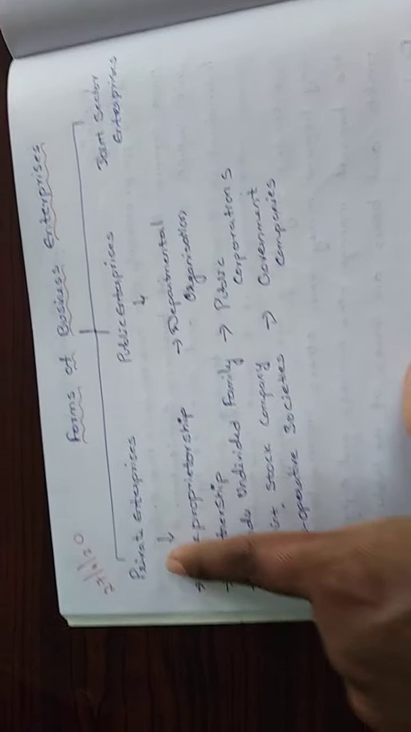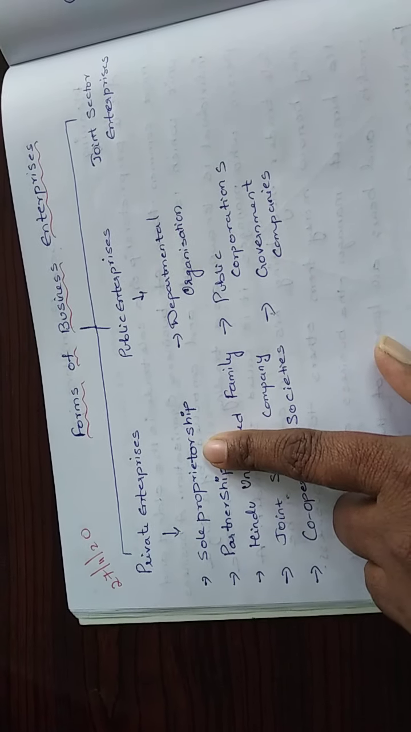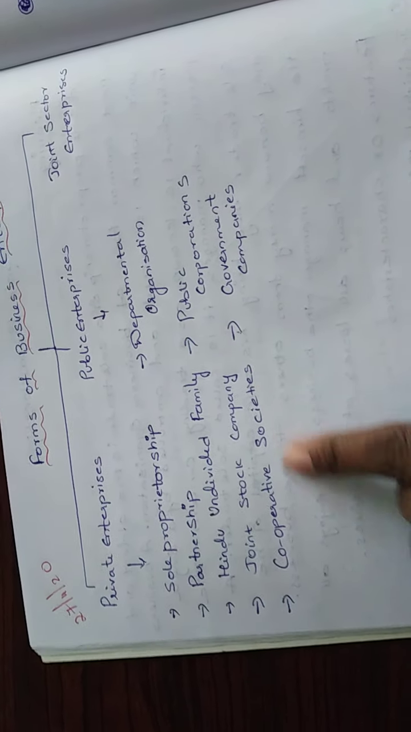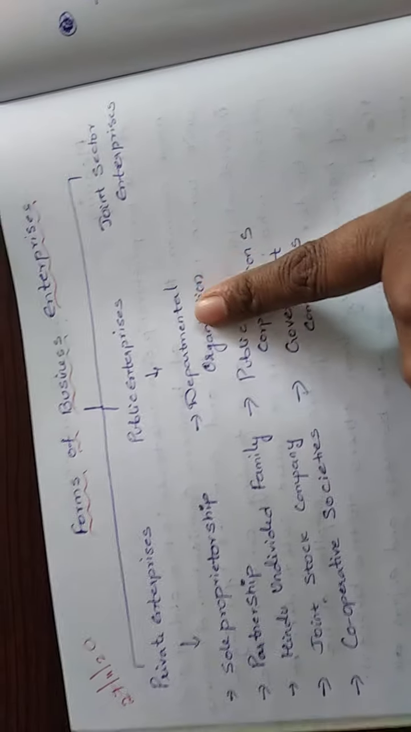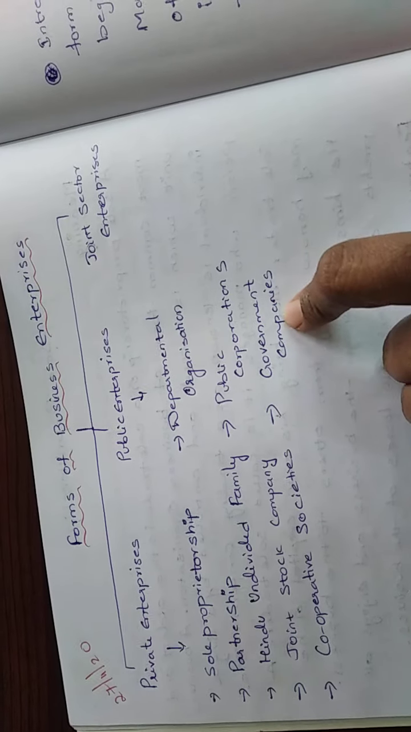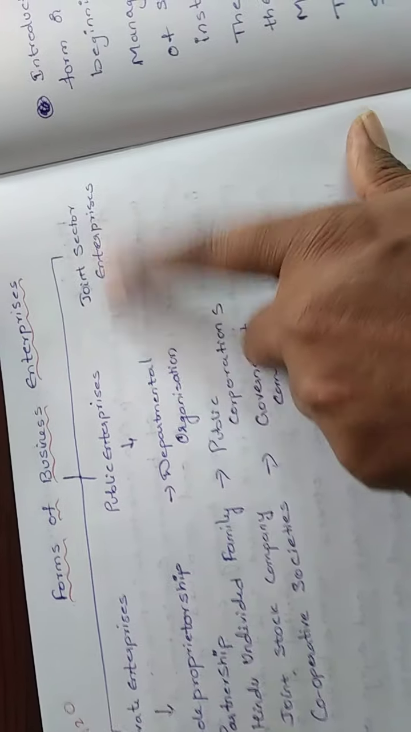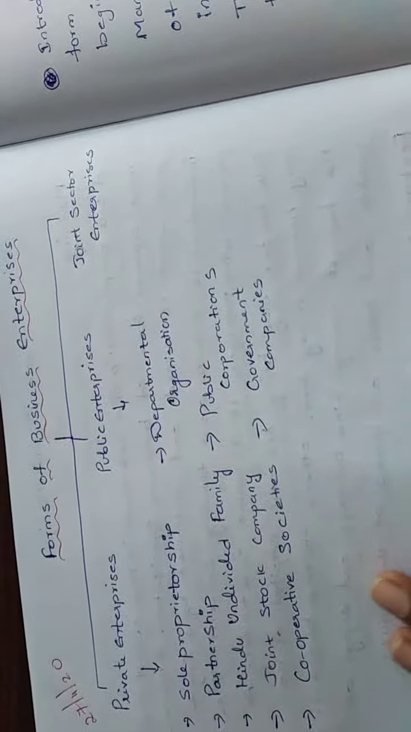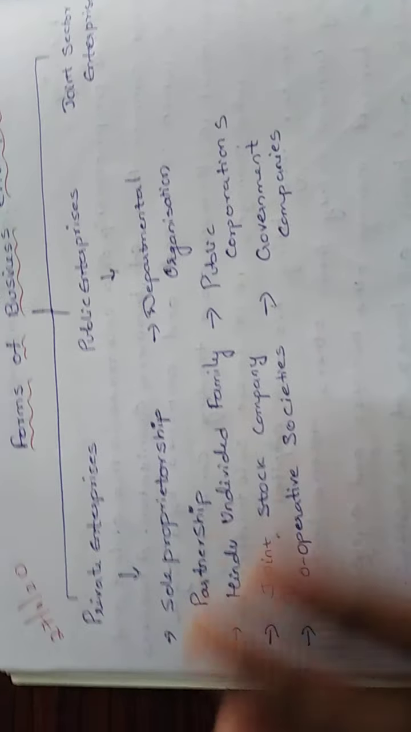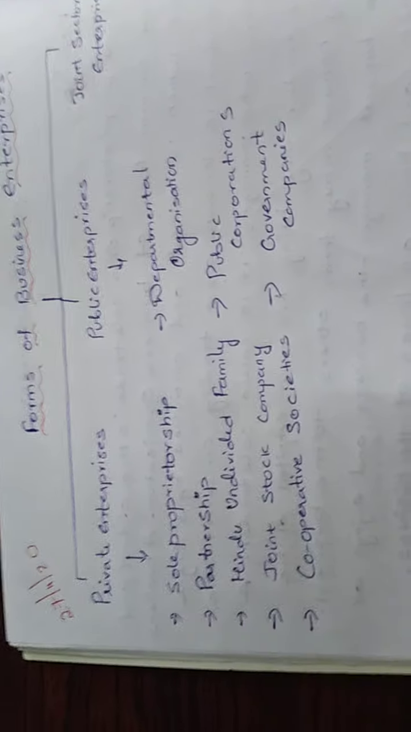Under private enterprises, the forms we have are sole proprietorship, partnership, Hindu undivided family, joint stock company, cooperative societies. In public enterprises, we have departmental organizations, public corporations, government companies. Joint sector is nothing but a combination of private and public. Each of these topics we will study separately in each unit. Today I'm going to explain what is sole proprietorship and what is partnership.